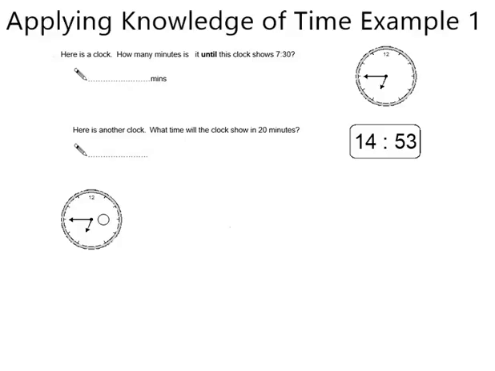Okay, so we're moving on to applying our knowledge of time now. I've chosen one of the questions from the question sheet, mainly because I think it's one of the trickier ones. In the first bit it says, here is a clock. How many minutes is it until the clock shows 7:30?